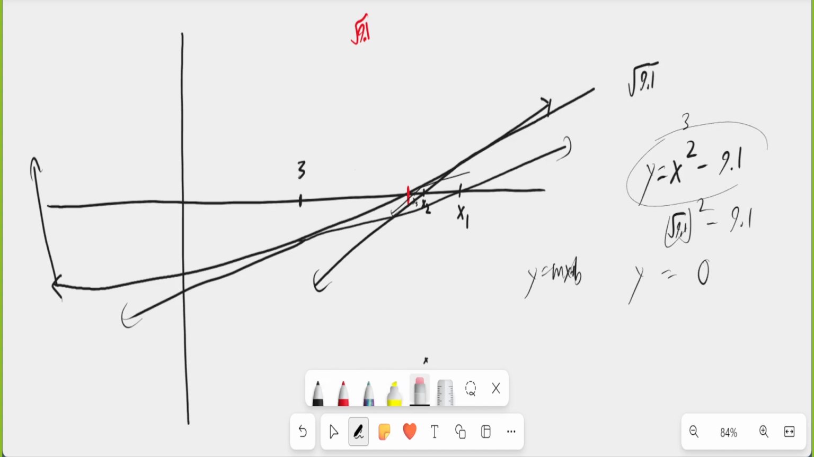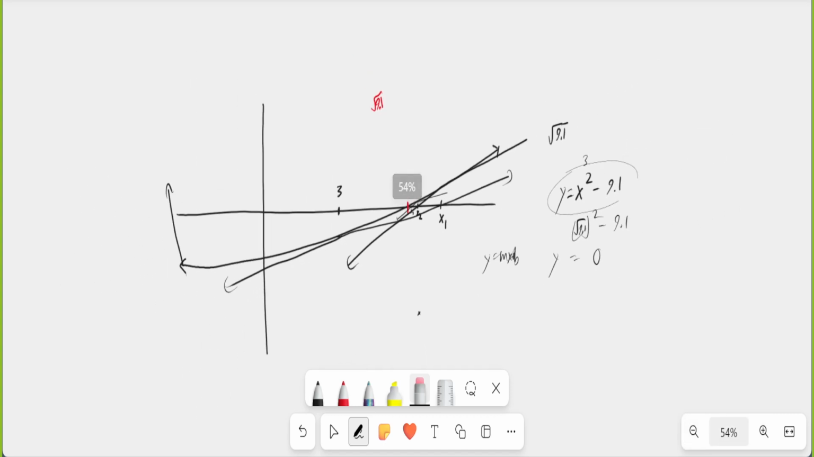What would be a good theory question? So let's say we have a periodic function. Is it okay if I erase this?